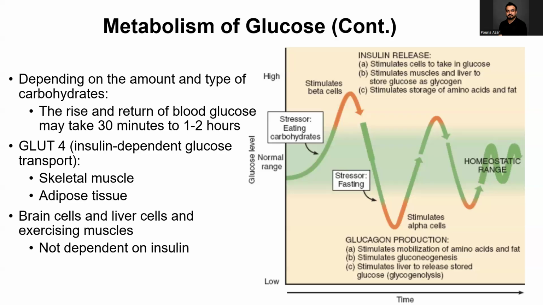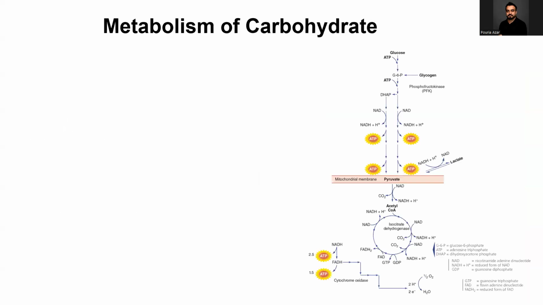Brain cells, liver cells, and exercising muscle are not dependent on insulin. So at rest, skeletal muscle depends on insulin to take up glucose from the bloodstream. But during exercise, the muscles do not depend on insulin to take up glucose from the bloodstream, and neither do the brain cells and liver cells. We have different carriers again for glucose on brain cells and liver cells, but they are not dependent on insulin.